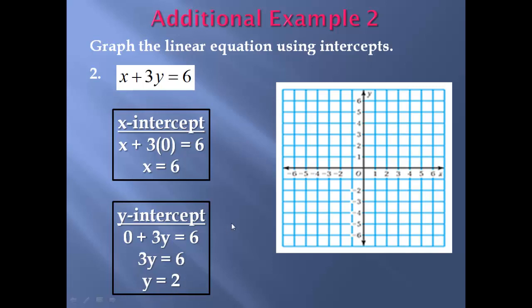Now I'm going to plot my 2 points. If x equals 6, that would be 6, 0. So I'm going to go over to 6, and then I stay at 0, so I'm going to make my point. And then for my y-intercept, I have y equals 2, so my point is 0, 2, so I stay at 0, and then I go up 2, make my point. And the next step is then to draw a line through the points. And now I have graphed my equation using intercepts.